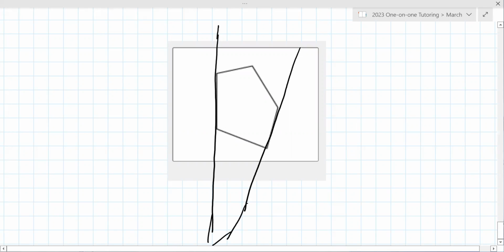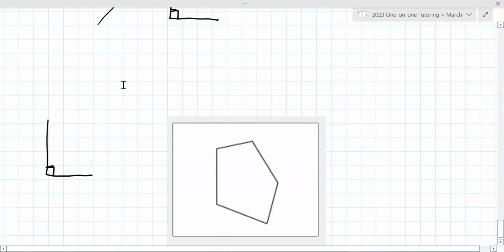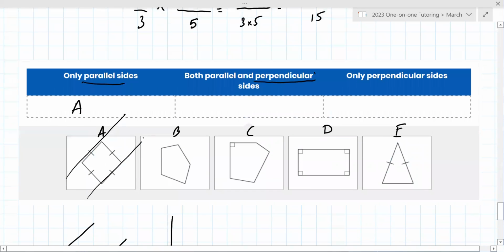So those hit, right? Yeah. So it's not parallel. Okay. So this one's definitely not parallel. Okay. But maybe it's perpendicular. Do you see any 90-degree angles in there? No. No. So this one is none of the above. This doesn't go anywhere. Okay.